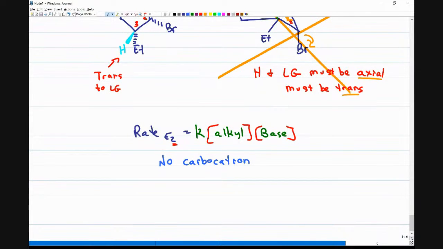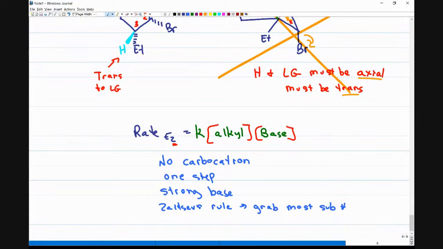No carbocation. And then that means this is a one-step reaction. We require a strong base. We're going to favor the more substituted pi bond. So Zaitsev's rule applies. Zaitsev's rule means you grab the most substituted hydrogen.